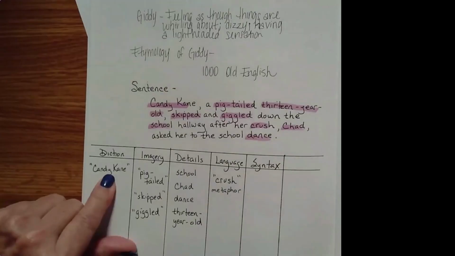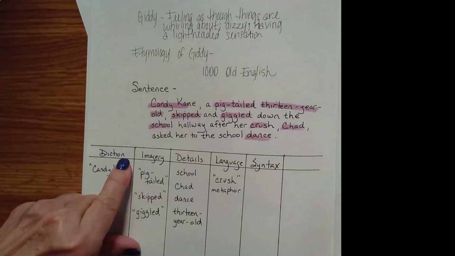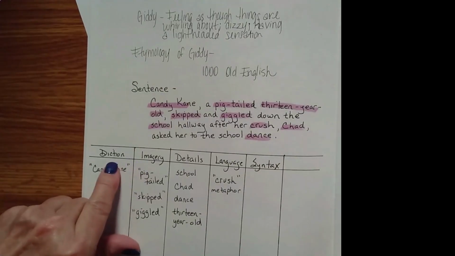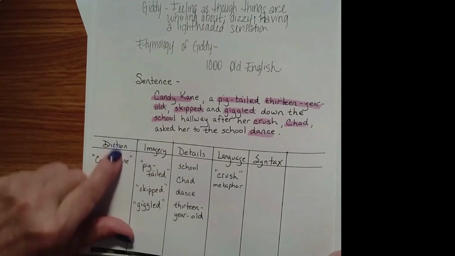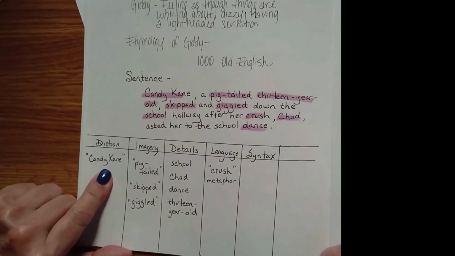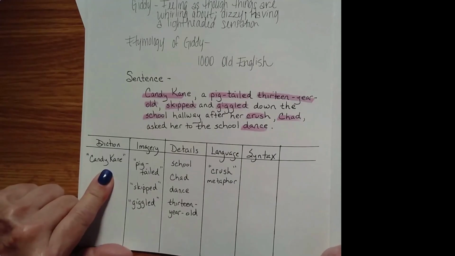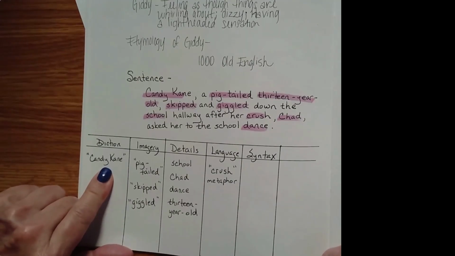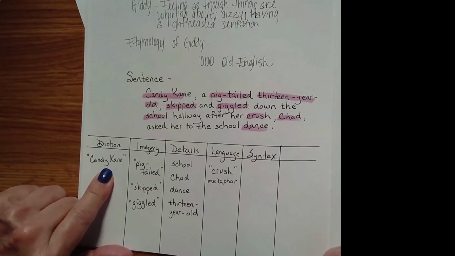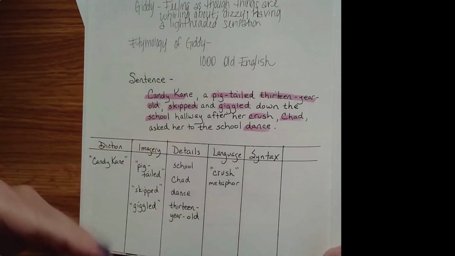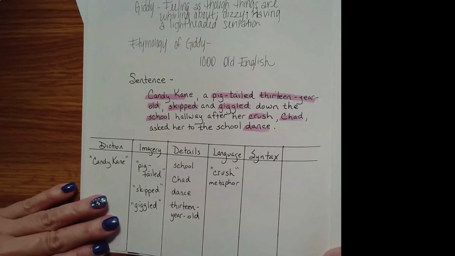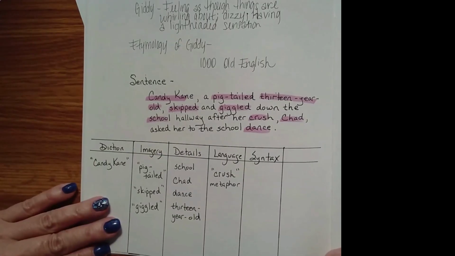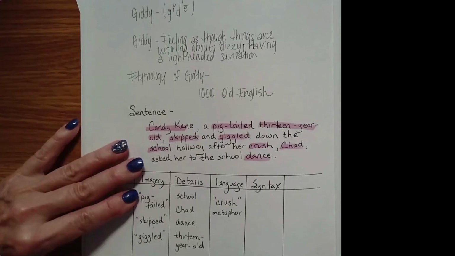And they had to look at the diction. They had to have diction, imagery, details, language, and syntax. And so they wrote a sentence. Candy Cane, a pigtailed 13-year-old, skipped and giggled down the school hallway after her crush, Chad, asked her to the school dance. And so the tone of giddiness is derived from this sentence. And so they'd have to turn this in.